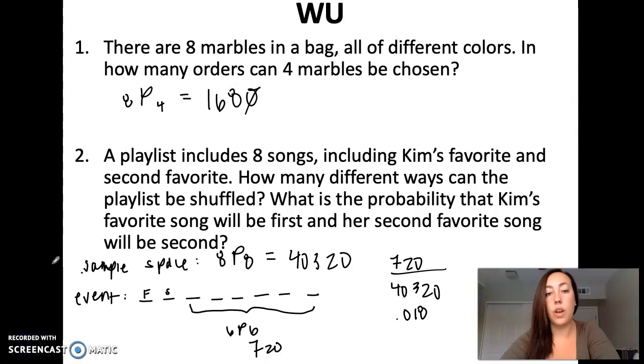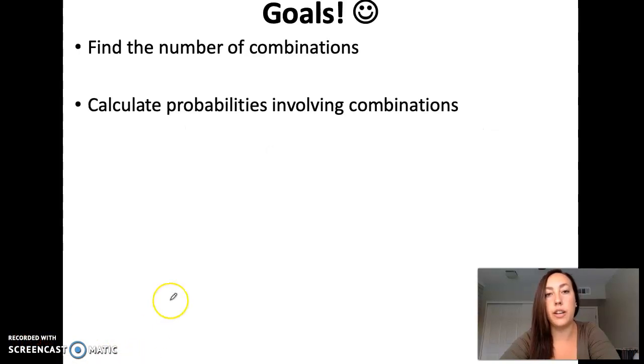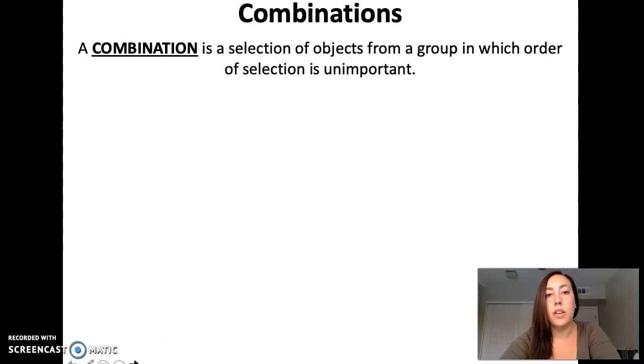The 21.3 is about probability and combinations. In 21.2, we did permutations. They're similar ideas, but remember, with permutations, the order of the objects mattered. With combinations, the order of the objects will not matter. So I'll talk more about that in a second. But our goals today are to find the number of combinations and then calculate probabilities involving combinations. So a combination is just a selection of objects in which order is unimportant, unlike permutations where order is important.